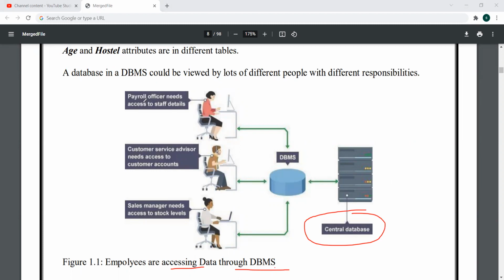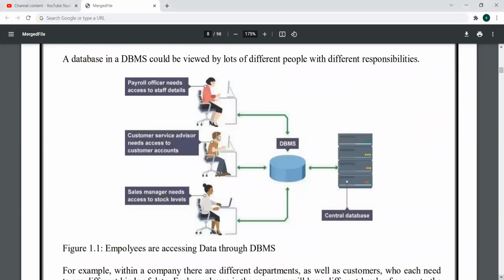The payroll officer needs access to stock details. Next, the customer service advisor needs to access customer accounts. The sales manager needs access to stock values. All these persons take information through the central database. A database in a DBMS could be used by lots of different people with different responsibilities. Different people have different views.